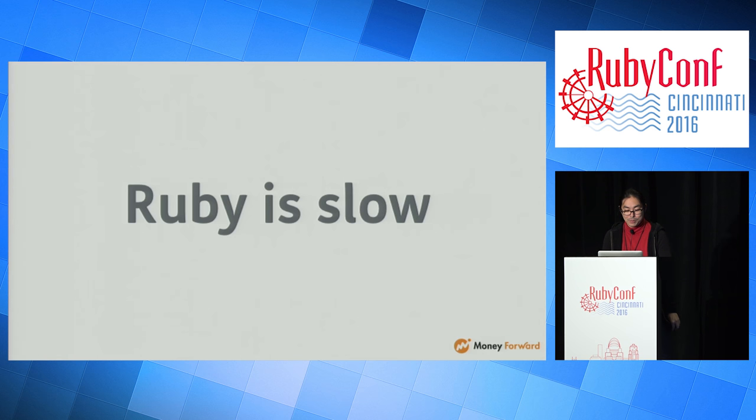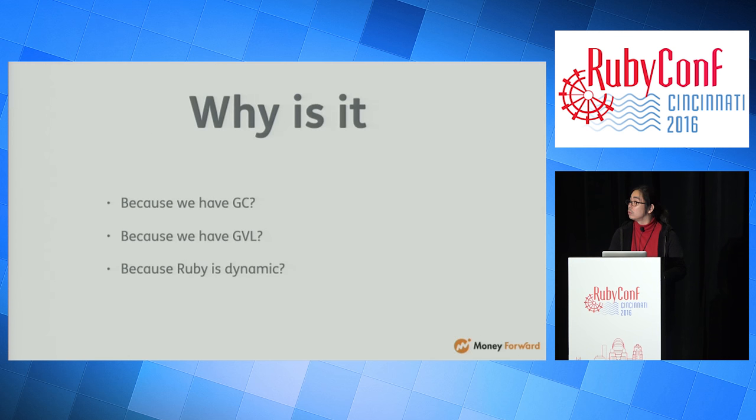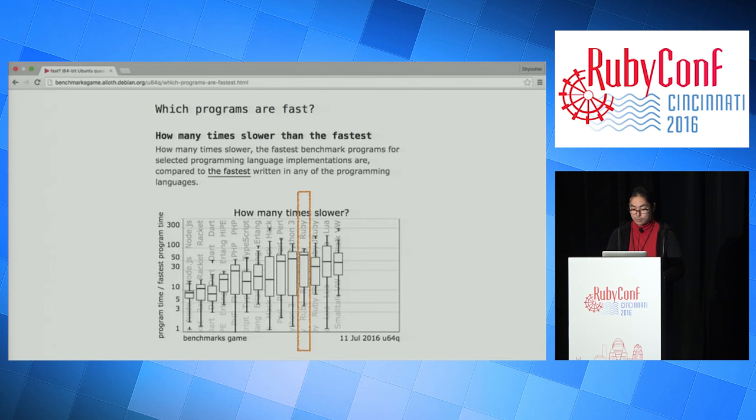Now, I know everyone has something to say about this, but Ruby is at least not the fastest language to run. This is a screenshot of a language shootout site which compares various languages in their speeds. The chart is a comparison of several languages. Sorry. I can't show this window. Okay.